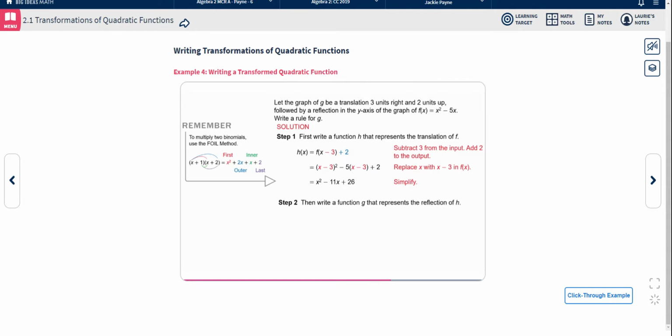Step 2. Then write a function g that represents the reflection of h. Multiply the input by negative 1 to get g of x equals h of negative x. Replace x with negative x in h of x to get the quantity negative x squared minus 11 times negative x plus 26. Simplify to get x squared plus 11x plus 26. So g of x equals x squared plus 11x plus 26.